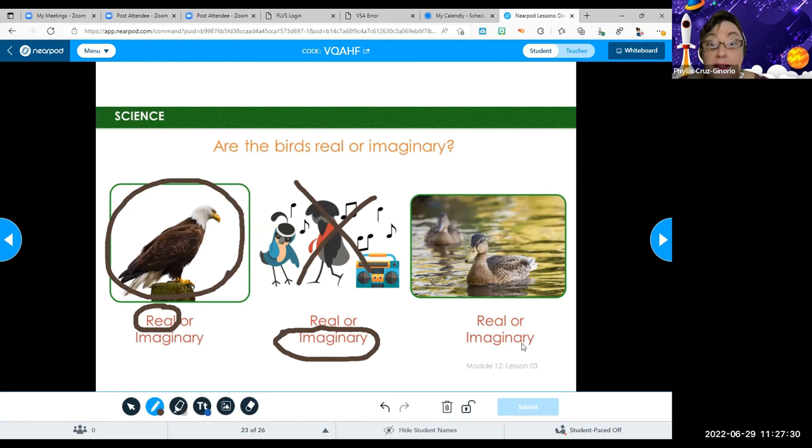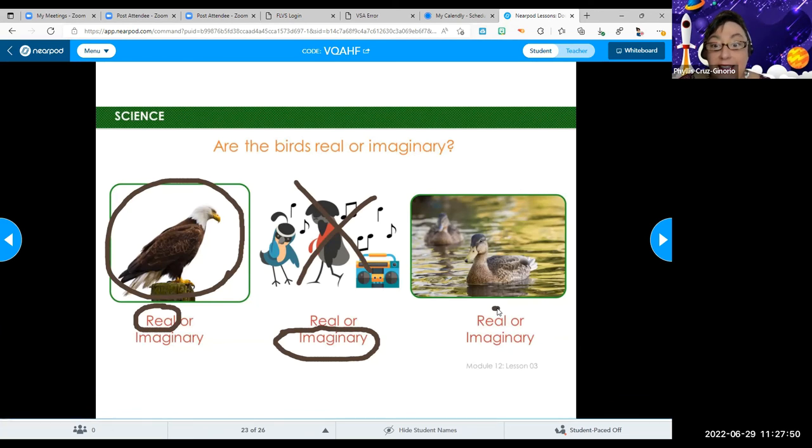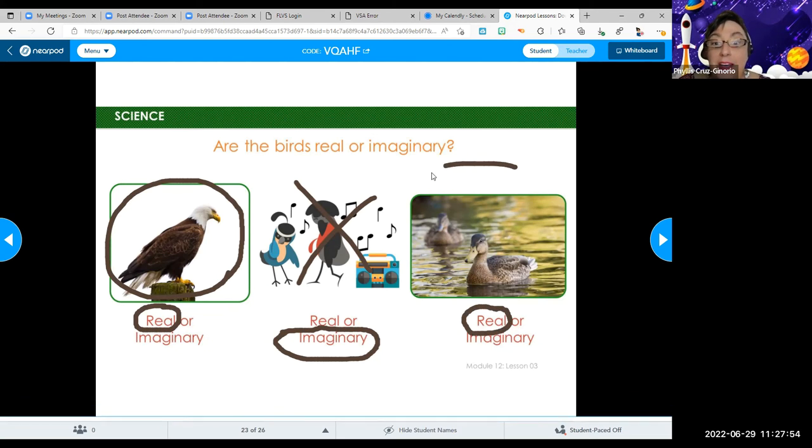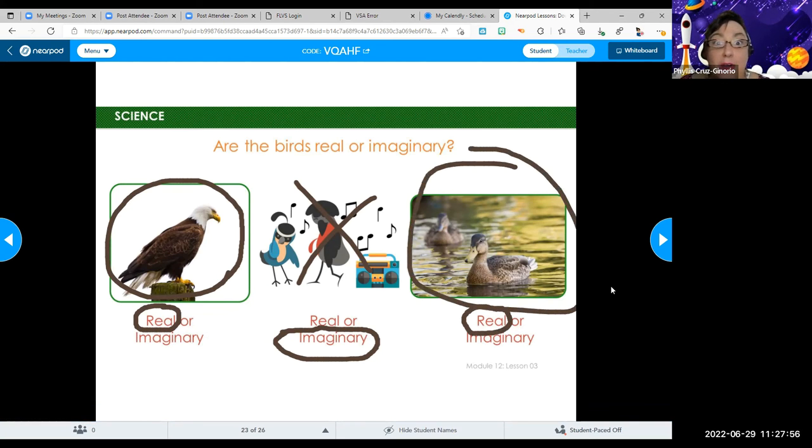What do you notice? I do too. Oh, we have these in our pond in my backyard. I have actually heard them. Yes, I can hear the sounds they make. I listen and watch them. I know they're real. What are they? They're ducks. So circle the word real because we know that ducks are real.